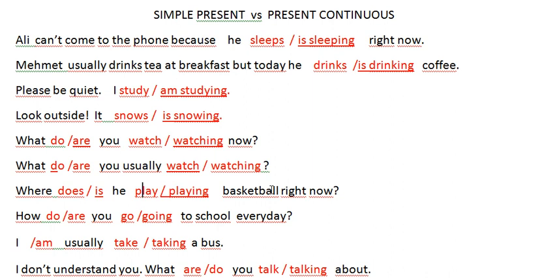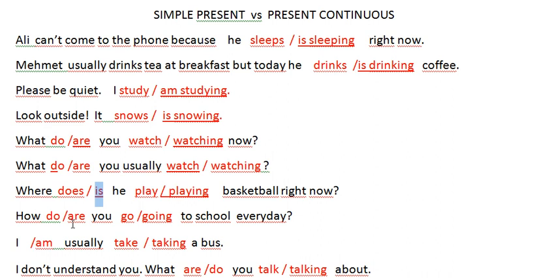But if I talk in general, like where does he play basketball? If I say where does he play basketball, I want to know where he plays basketball. We can say he usually plays basketball in the park, right? But because we're using right now, we have to use playing and "is" as the helping verb with -ing.